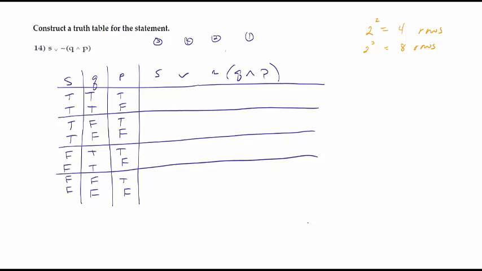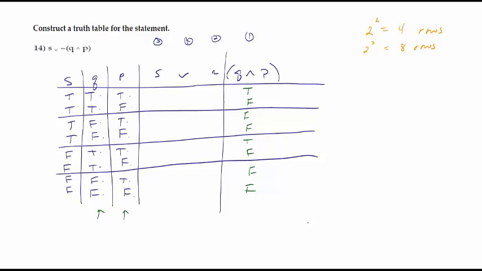So when I start this, I'm going to come down here and do my Q and P first. When I'm doing Q and P, again, I'm looking at these two columns right here. With the and, it's only true if both of them are true. So true and true is true, true and false is false, false and true is false, false and false is false. So true and true is true, true and false is false, and now I have false and true, and false and false. Okay, so now I've got my Q and P.